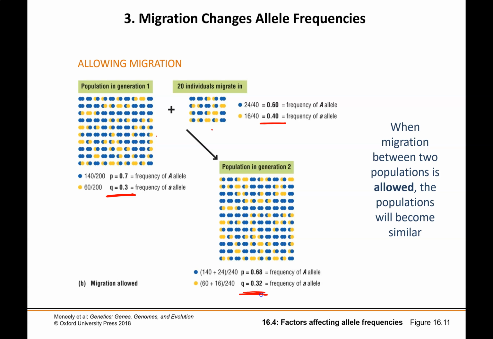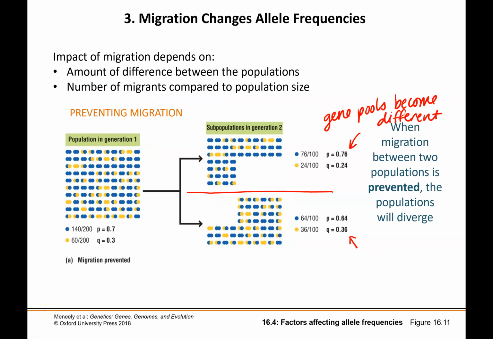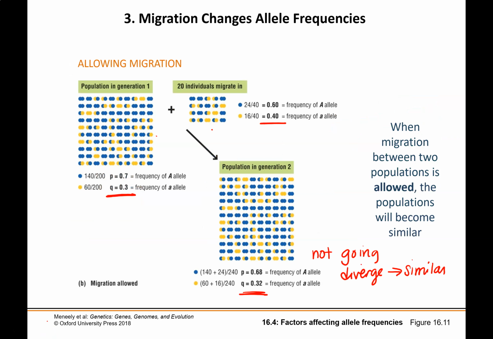If these two populations are sharing their genetic information, they are not going to diverge. So they are going to remain more genetically similar. So if we prevent migration, if this happens for too long, those gene pools can eventually become so different that we get new species. And each one could become a subspecies, or each one could become fully their own species. Whereas if we allow migration, because they're remaining similar, we're probably not going to get a speciation event.